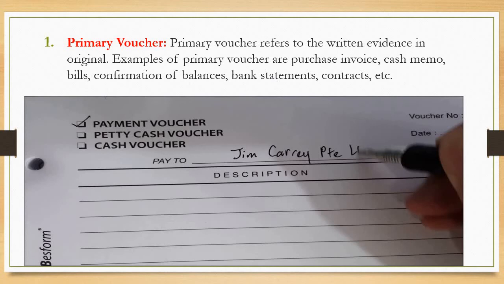So let me just tell you what is primary voucher. The original printed or written piece of paper relating to the business transaction is called primary voucher. It should be in written form, or in the form of print, but it should be the original. Carbon copies are not accepted. Xerox copies are not accepted. Examples, as I said, are invoice, cash memo, cash bills, and balances, which are called primary vouchers.